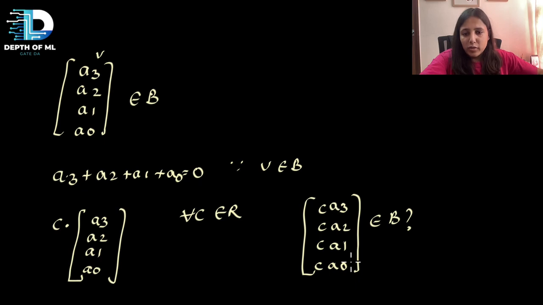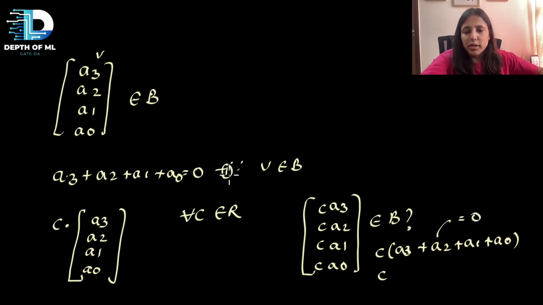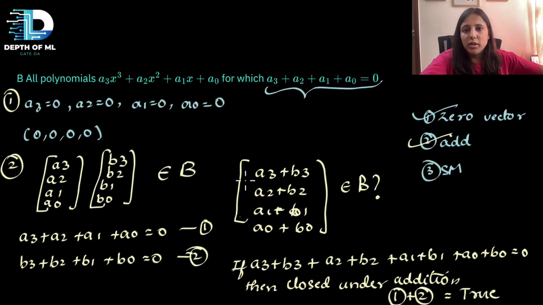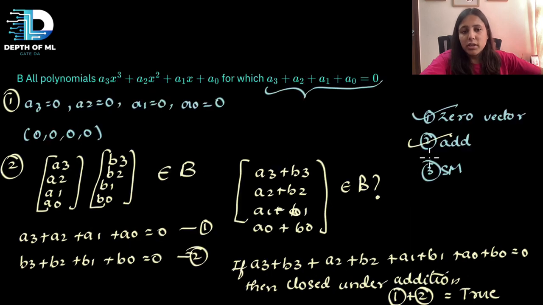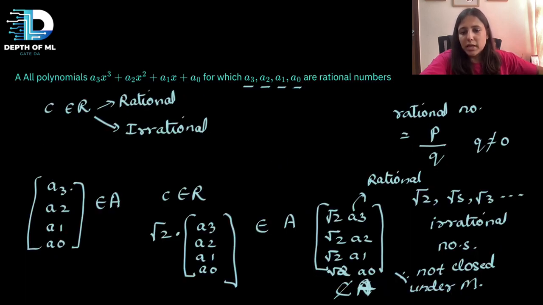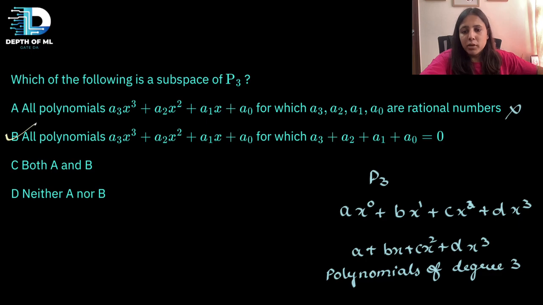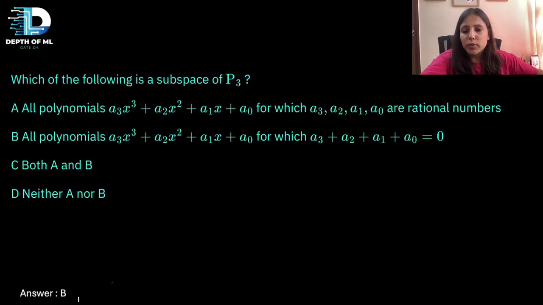If I add all of this and take C common, C times A3 plus A2 plus A1 plus A0, this I know equals 0 from the first equation, right? So this is actually 0. So this belongs to B, because this is of the same form as the one given here, A3 plus A2 plus A1 plus A0 equals 0. Therefore this belongs to B. Hence this is closed under scalar multiplication also. So B is actually the correct option. So the answer to this question is B.